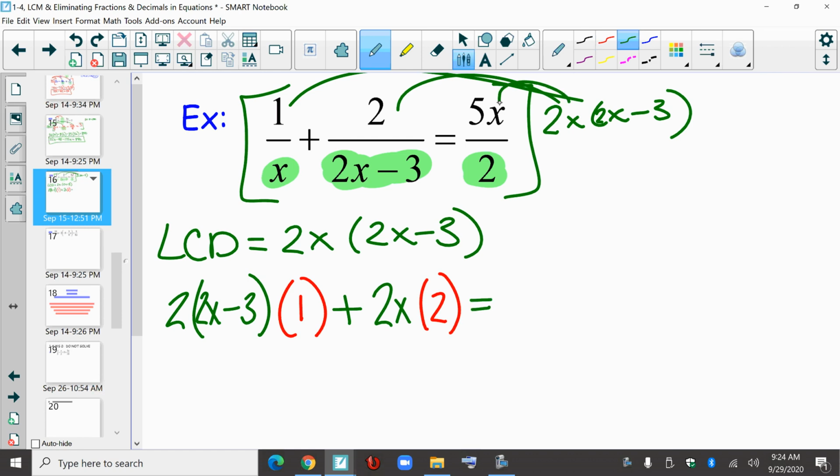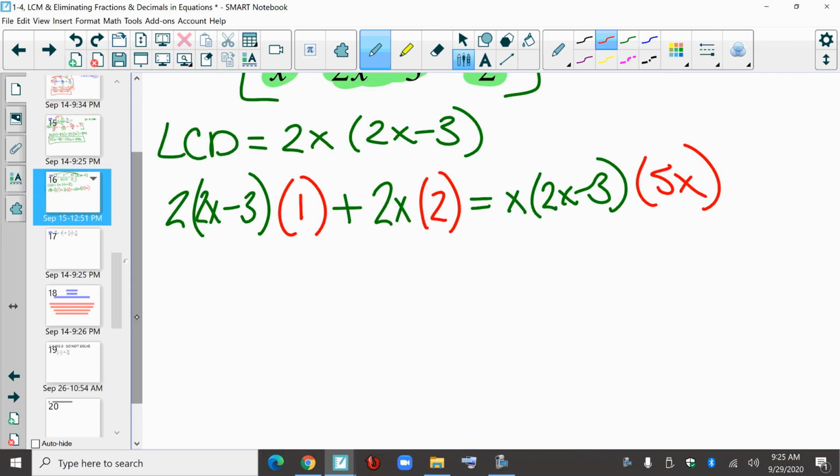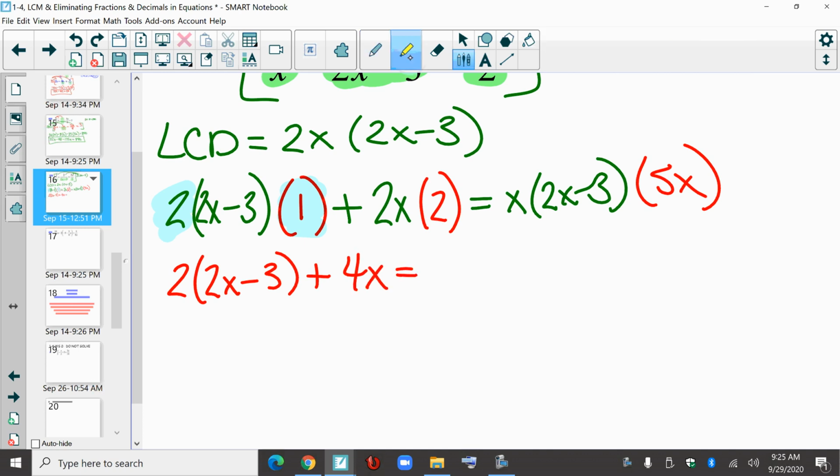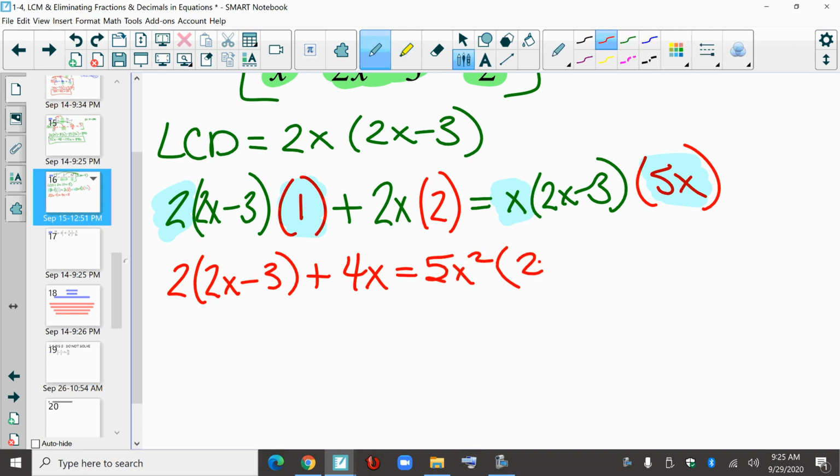The 2's cancel out this time, so I drop down the x and the 2x minus 3, and then I tack on the 5x. So now I'm going to multiply this number and this number together to give me a 2. And 2x times 2 is going to be 4x. And then I'm going to do the same thing I did over here. I'm going to multiply the 5x and the x together to give you a 5x squared and a 2x minus 3.